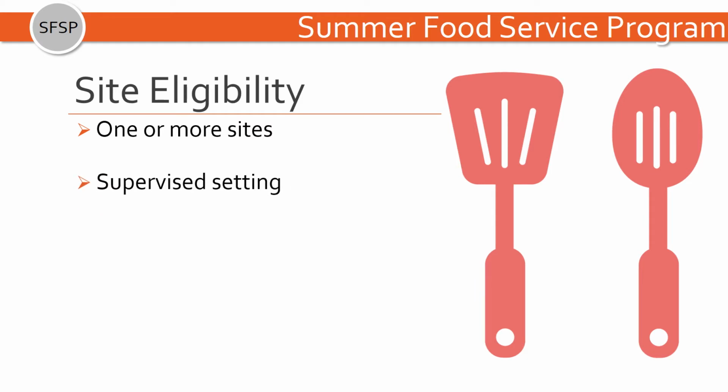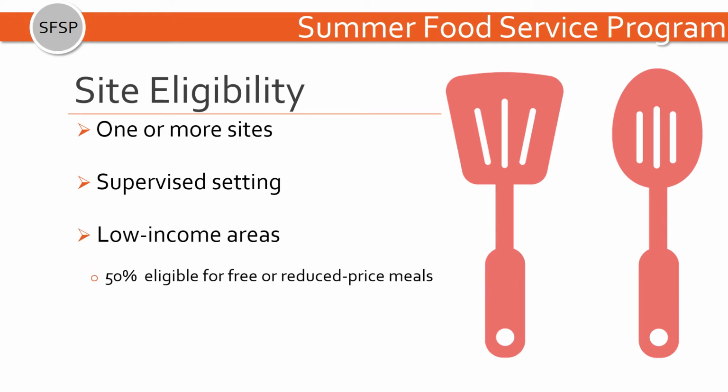Eligible sites are those that serve specific groups of low-income children or that serve children in low-income areas where 50% or more of children qualify for free or reduced price meals. This is also referred to as area eligible. Sponsors must provide documentation that proposed sites meet the income eligibility criteria required by law. We will now discuss the different types of sites.